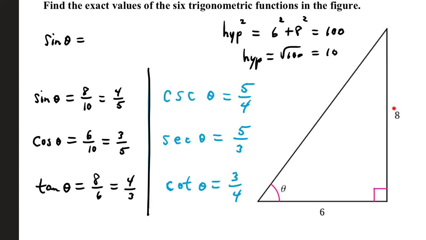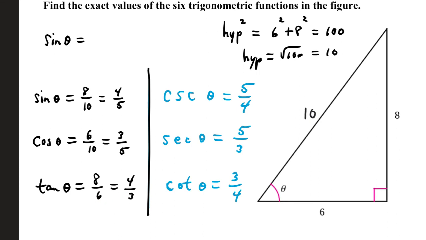Sine is opposite over hypotenuse. Let me go ahead and put this 10 where it's a little closer. There we go. Okay, so opposite over hypotenuse, 8 over 10, that reduces to 4/5. Cosine is adjacent over hypotenuse, 6/10 reduces to 3/5. And tangent is toa, that's opposite over adjacent, and all with respect to theta.